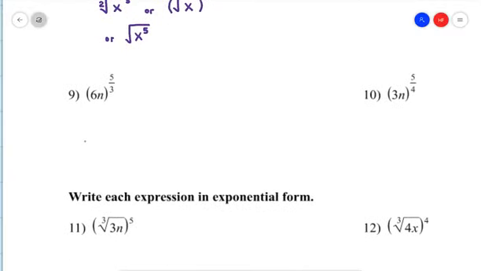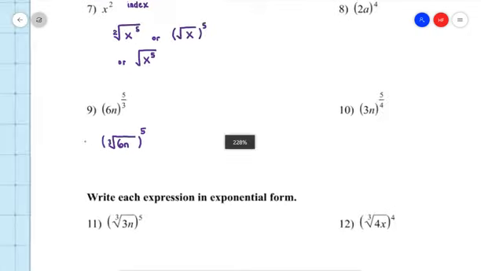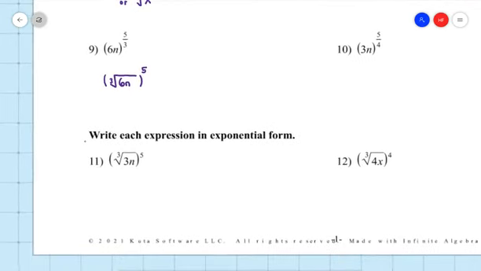So on number 9, again, this is power over index, and so underneath the radical, 6n is going to be in there. And since we've got 2 terms, I am going to write it in parentheses. 5 is the power, 3 is the index. If we wrote it like this, then it looks like only the n is to the 5th power. So another way to write it, where we're giving that power to both 6 and n, would be to put the parentheses underneath the radical.